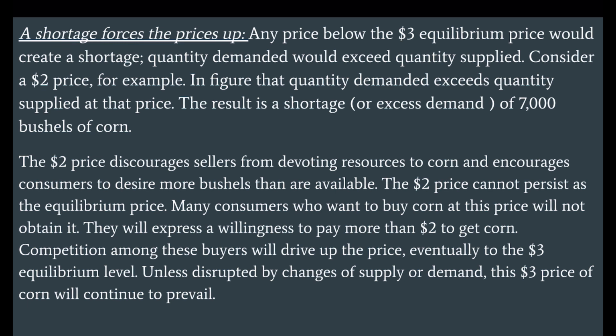The $2 price cannot persist as an equilibrium price. Many consumers who want to buy corn at this price will not obtain it. They will express a willingness to pay more than $2 to get corn. Competition among these buyers will drive up the price, eventually to the $3 equilibrium price. Unless disrupted by changes of supply and demand, this $3 price of corn will continue to prevail.